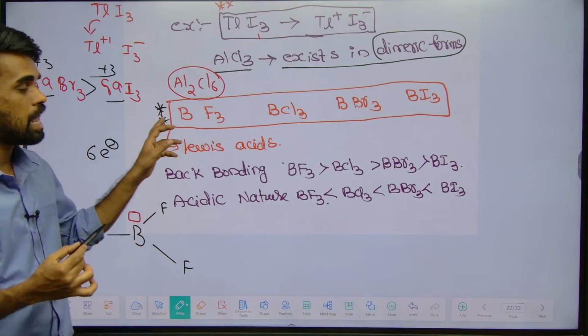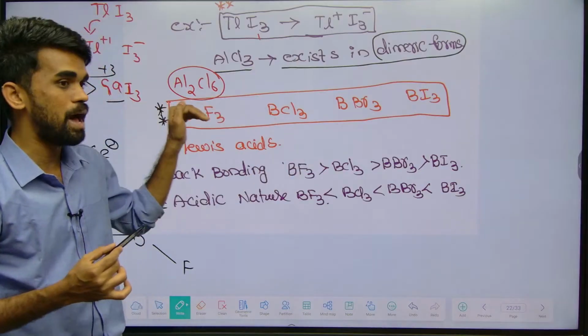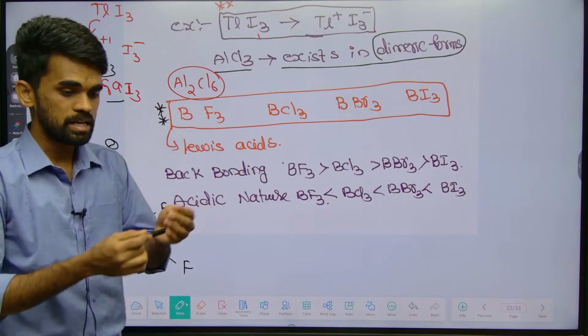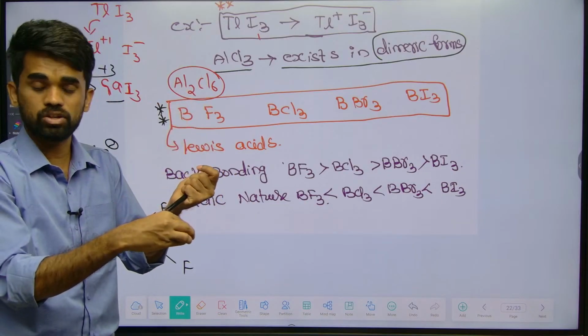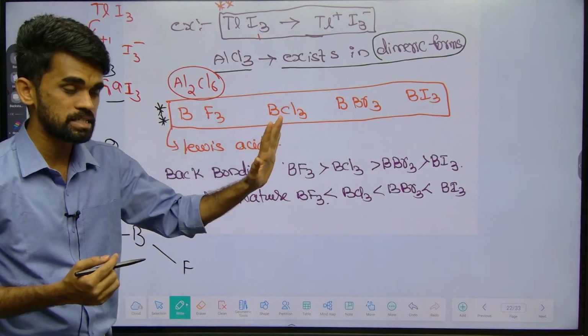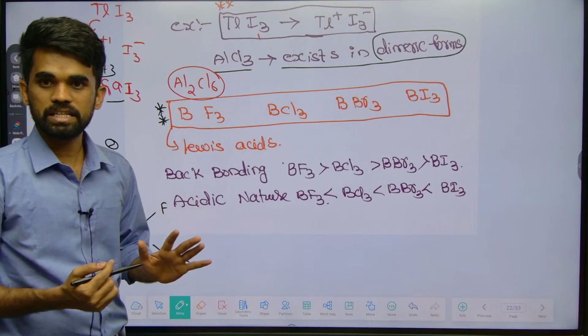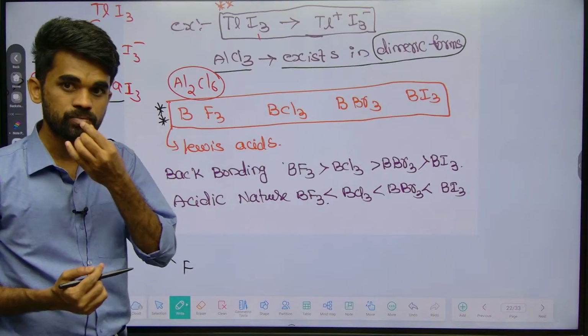So all halides of boron, or all 13th group halides, are Lewis acids. What I am saying? Lewis acid. They will try to accept a pair of electrons. Okay, all of these are Lewis acids. But which is the stronger Lewis acid they will ask. Acidic nature they will ask. So how can you answer?